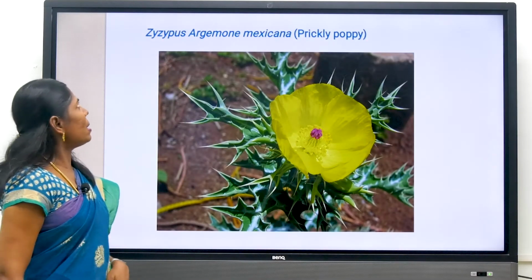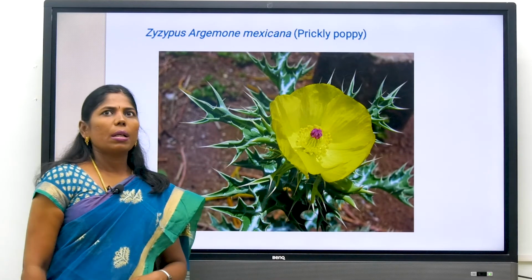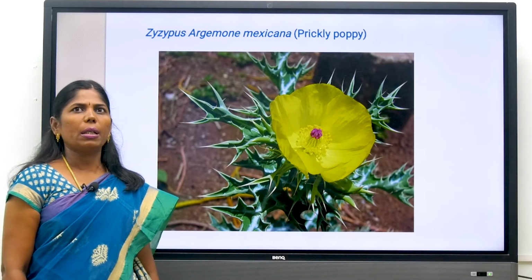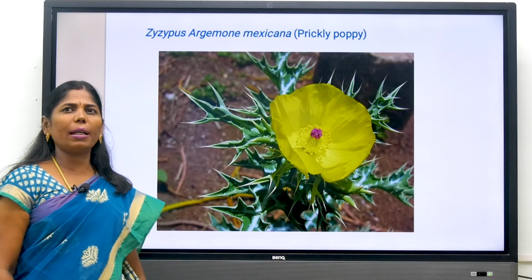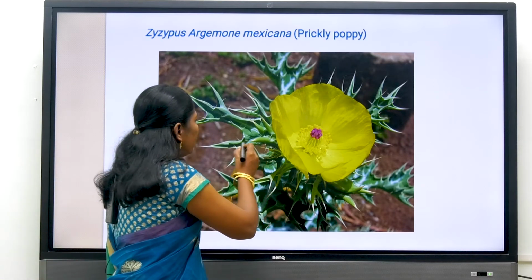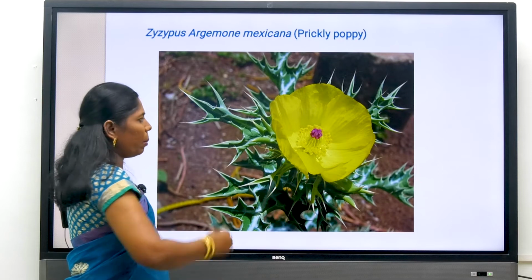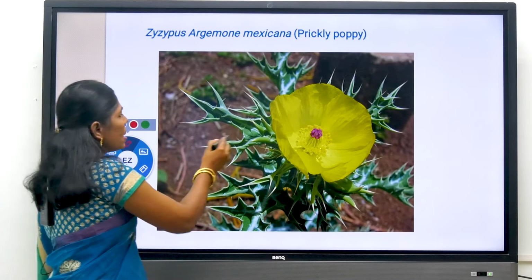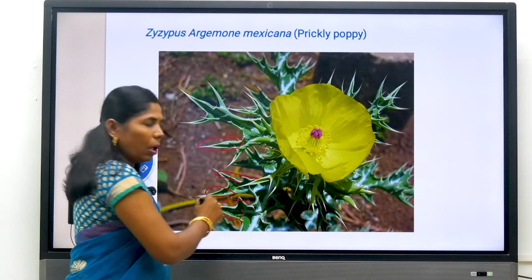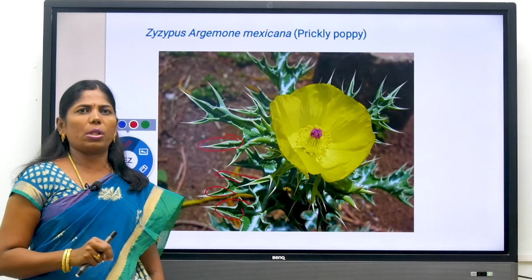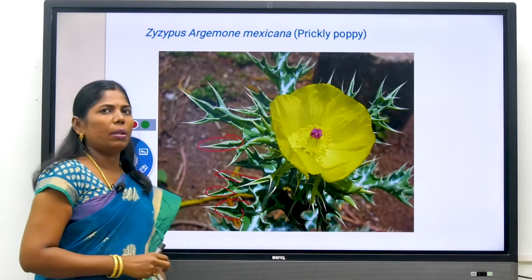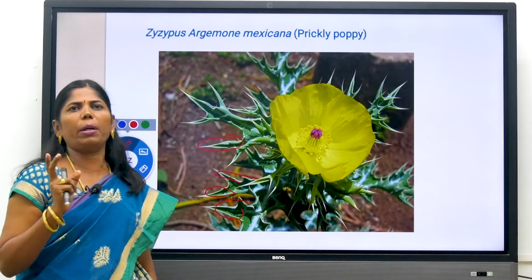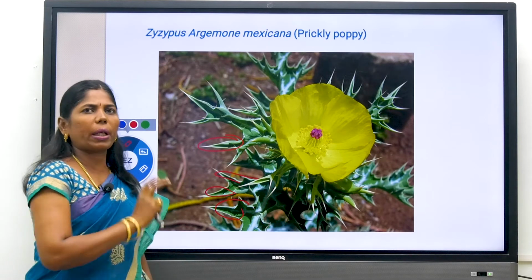In the first one, that's Ziziphus. Okay, Argemone mexicana, that is prickly poppy. So here the entire leaves, the margins of the leaves, the full margin, are modified into spine-like structures. If a plant has such modifications, definitely the herbivores will not touch it. So by this way they protect themselves.